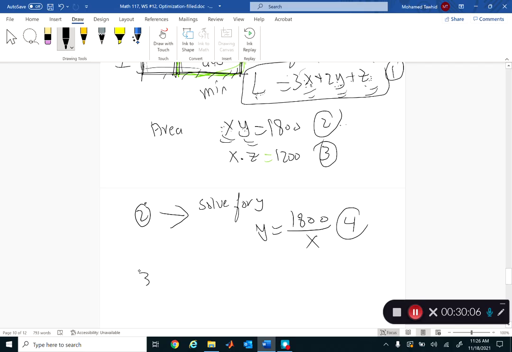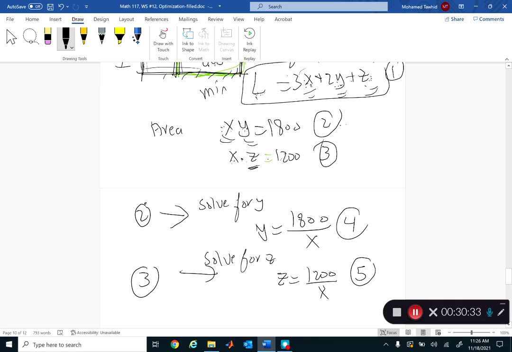From equation number 3, I could solve for z. If I solve for z, what do you have? What is your z? Oh, 1200 over x. This is equation number 5. To solve for z, I divide by x, right? So if I divide by x, you have 1200 over x, and y is 1800 over x.